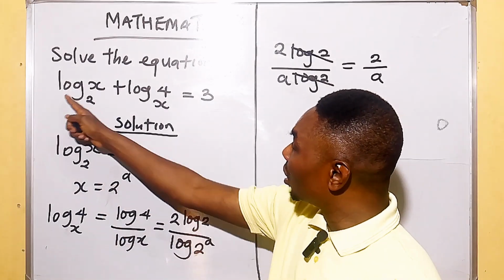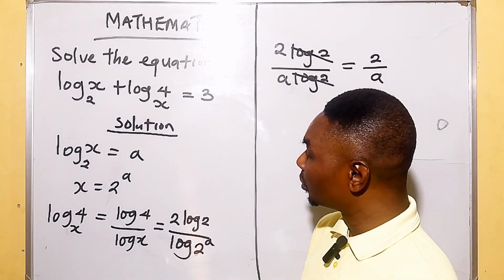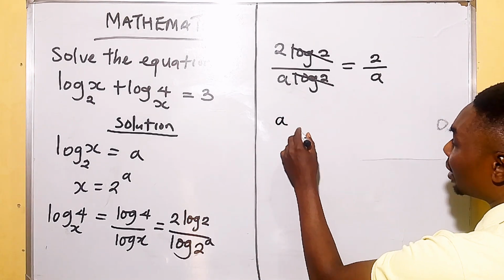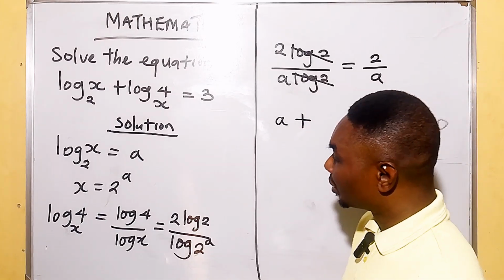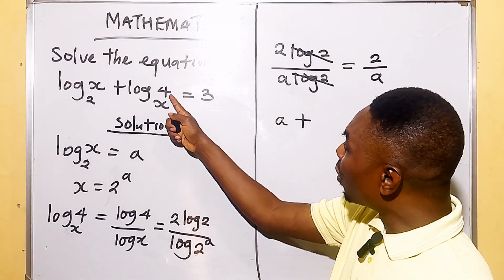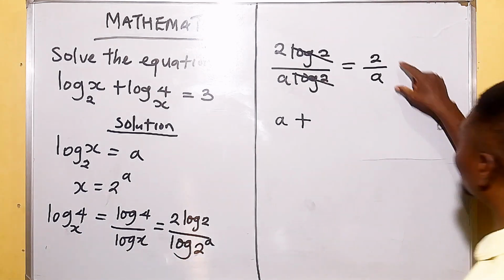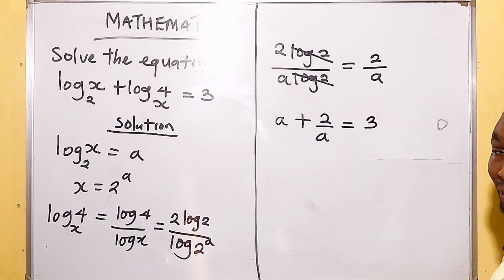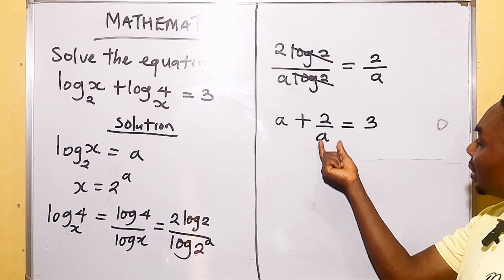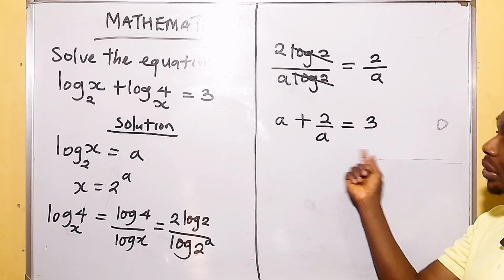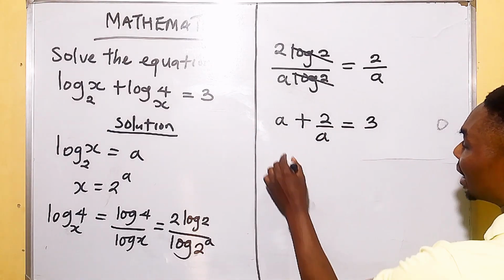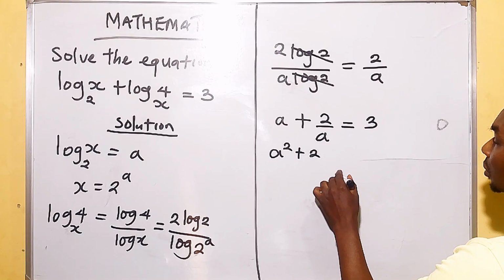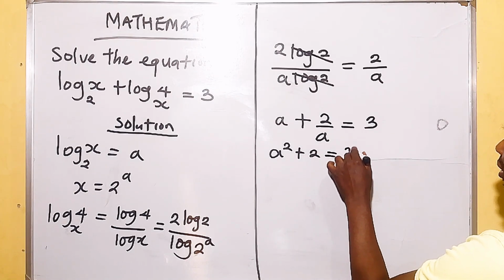Now we replace log x base 2 to be equal to a. So we have a plus, and log 4 base x now automatically becomes 2 over a. So we have 2 over a is equal to 3. So this is a fraction. To clear this fraction now, we'll multiply all through by a. So multiplying all through by a, we'll have a squared plus 2 is equal to 3a.